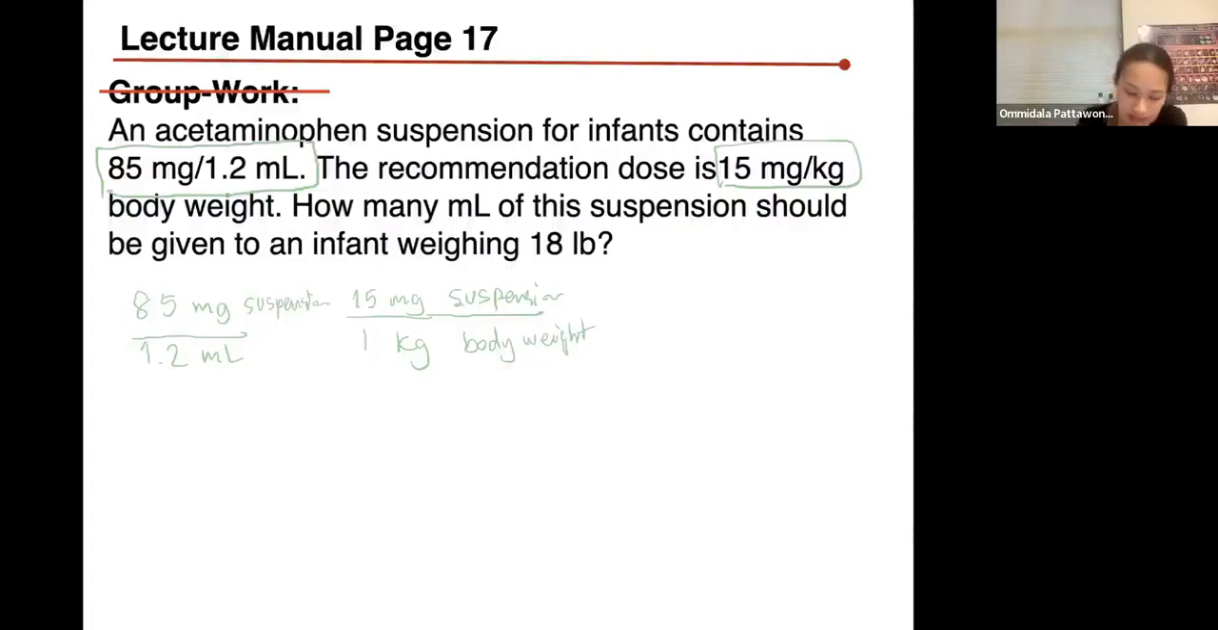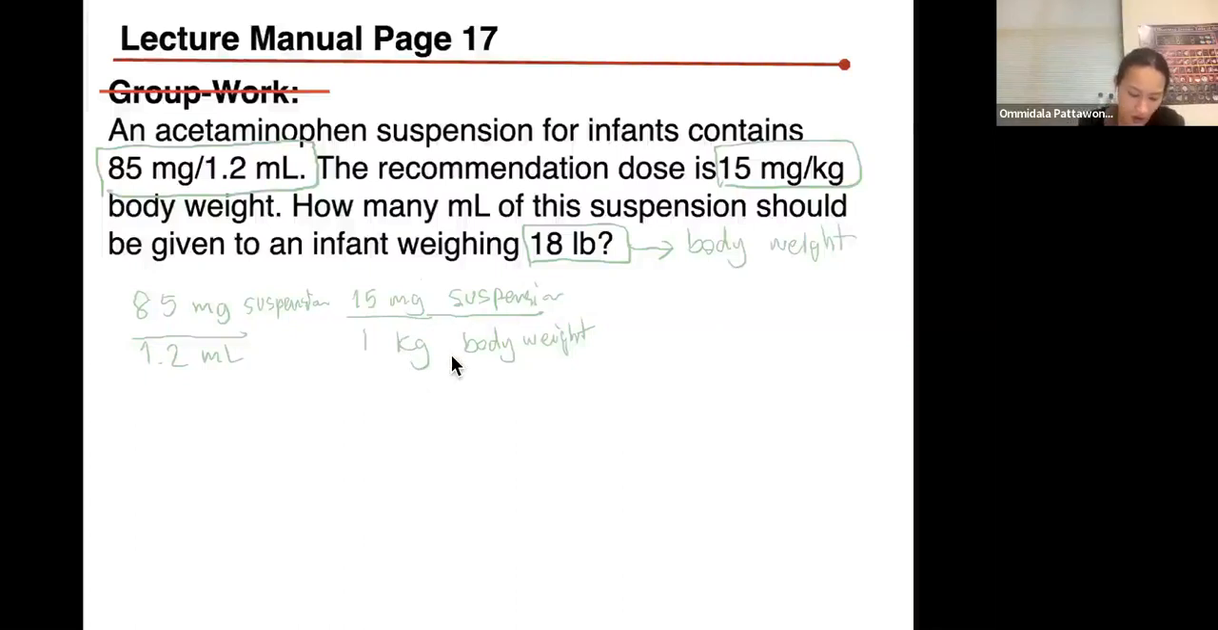And the last number we're given is the 18 pound. Oh, this 18 pound right here is of the infant weight. So this is going to belong to the body weight. That means the milligrams and the kilogram that you see here are not going to be the same, because they are of different things. This one is of suspension, and this kilogram is of body weight.